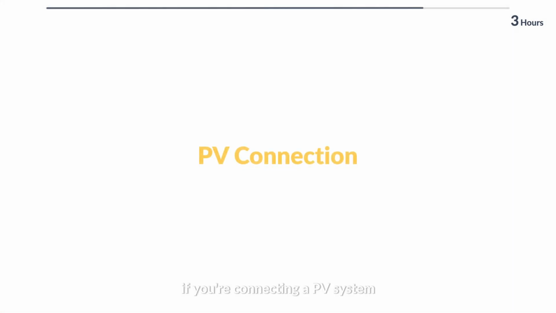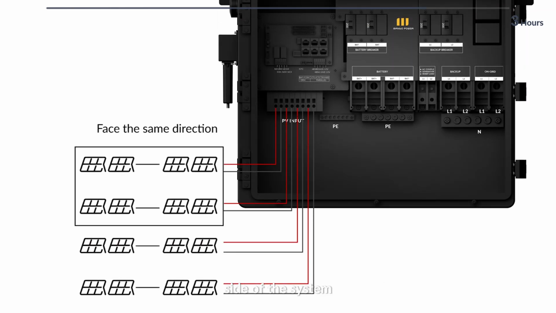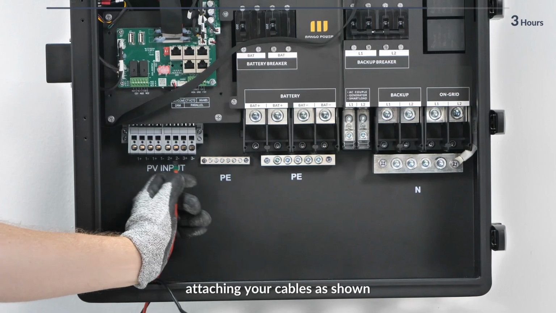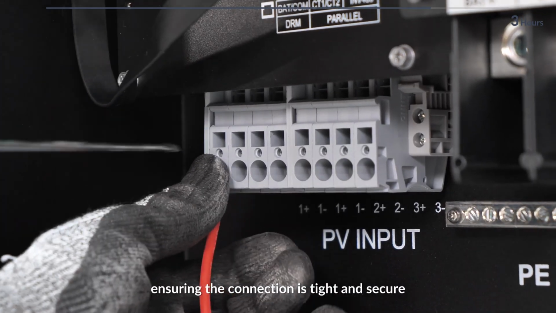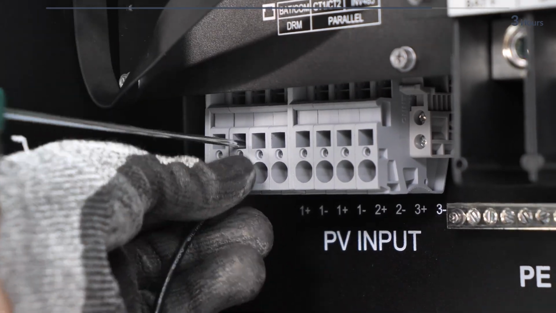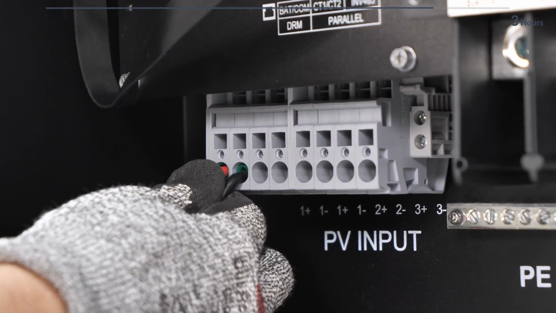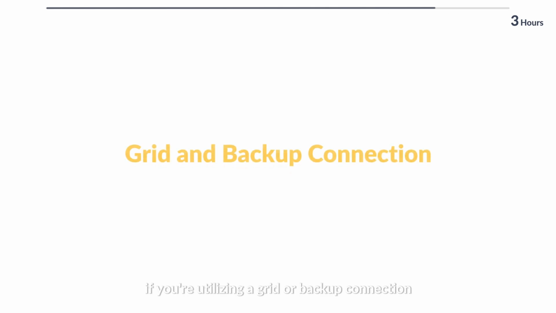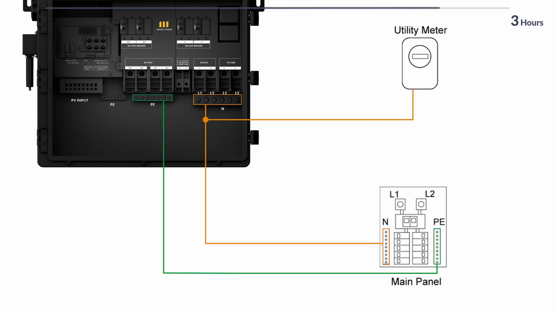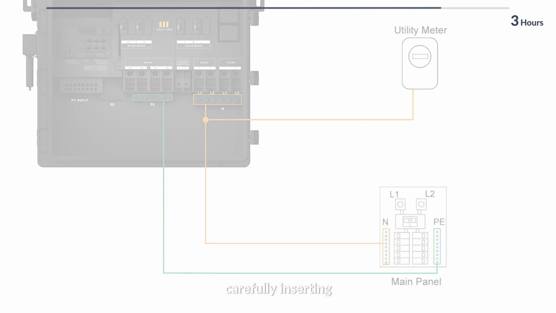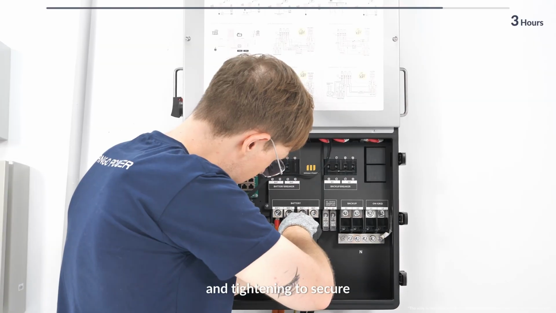If you're connecting a PV system, you'll need to pay attention to the left side of the system. Attach your cables as shown, ensuring the connection is tight and secure. If you're utilizing a grid or backup connection, you'll be using the following inputs, carefully inserting and tightening to secure.